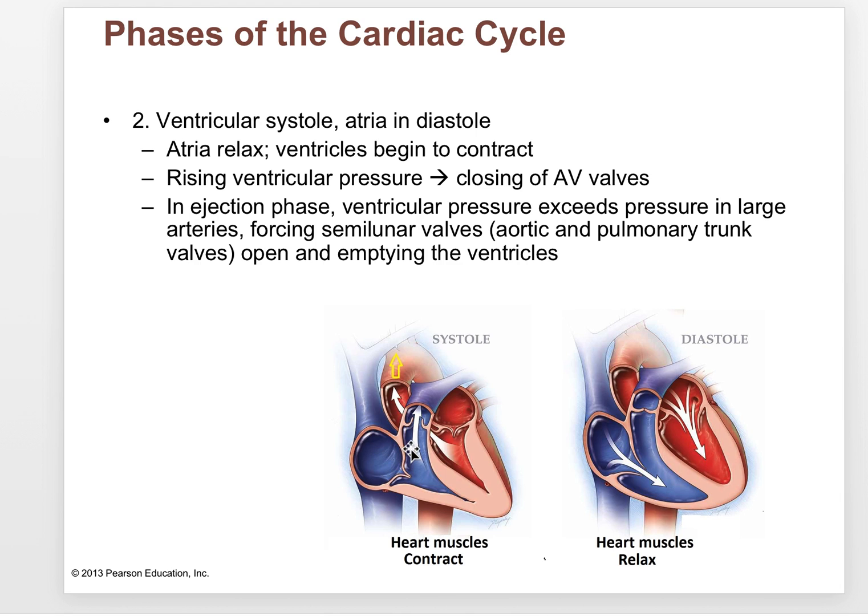The blood is expelled out through the pulmonary trunk here or out through the aorta on the left side. It forces open the semilunar valves, which open up towards the aortic and the pulmonary trunk valves. And this allows the ventricle to empty. And these valves ensure that the blood is flowing in the correct direction.